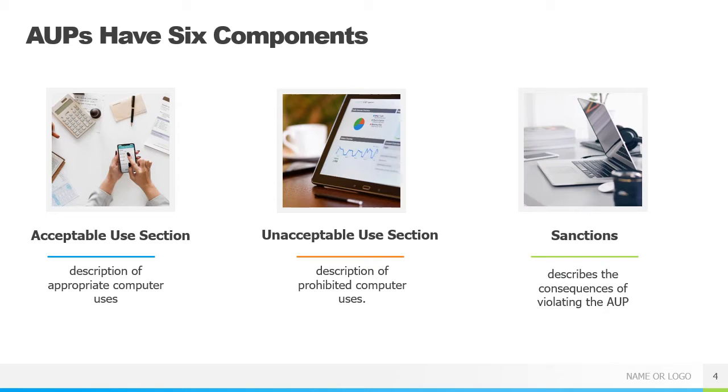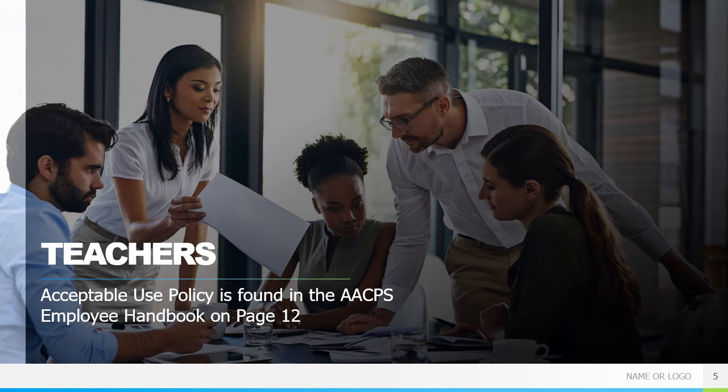The most important part of the AUP is the sanctions section, and that's where procedures are established for reporting and handling of policy violations. The AUP for teachers is found on page 12 of the school district's employee handbook. It's designed for all employees, not just teachers.